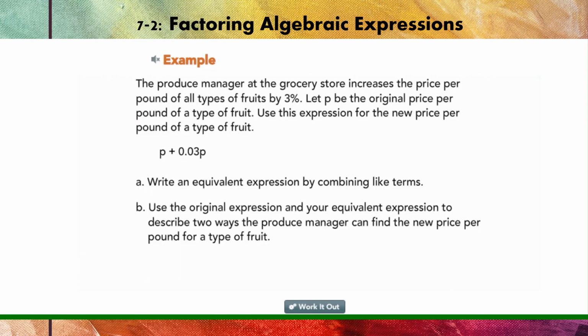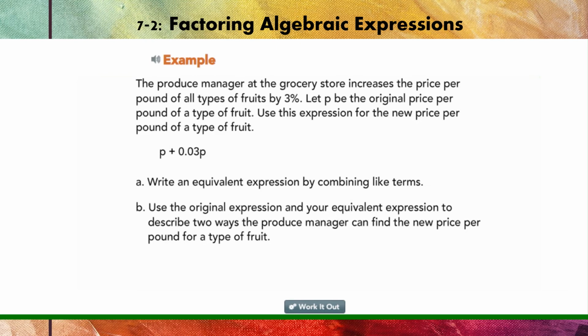The produce manager at the grocery store increases the price per pound of all types of fruits by 3%. Let P be the original price per pound of a type of fruit. Use this expression for the new price per pound of a type of fruit. Part A. Write an equivalent expression by combining like terms. Part B. Use the original expression and your equivalent expression to describe two ways the produce manager can find the new price per pound for a type of fruit.